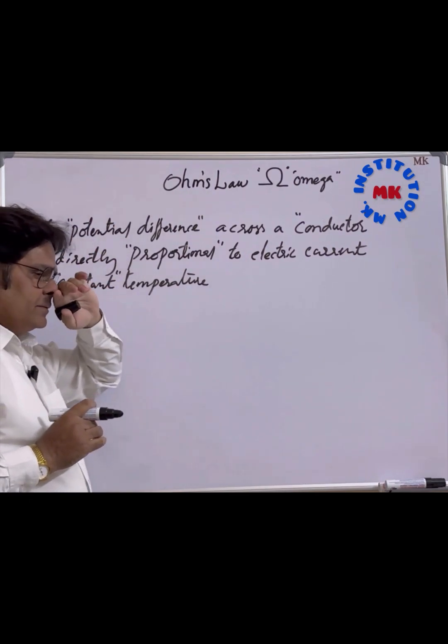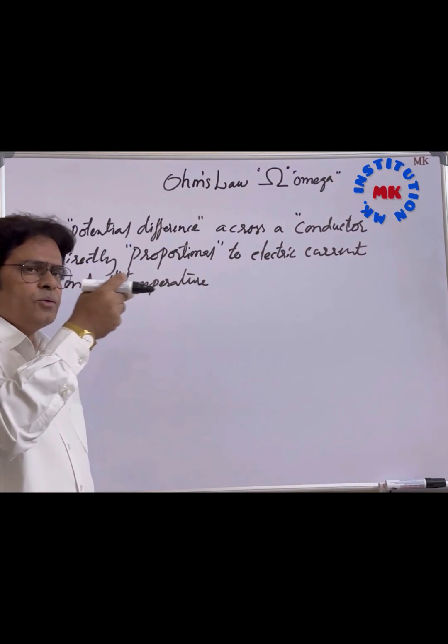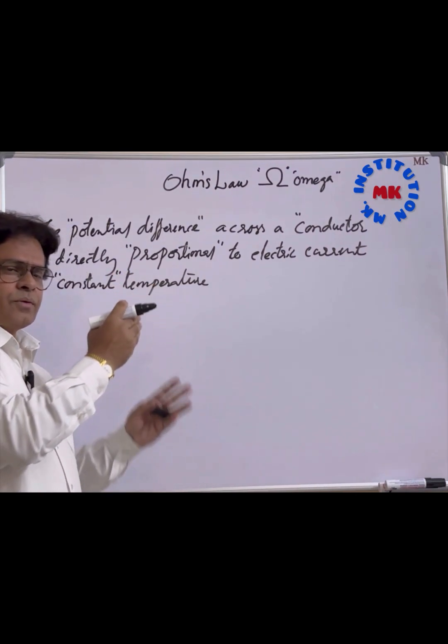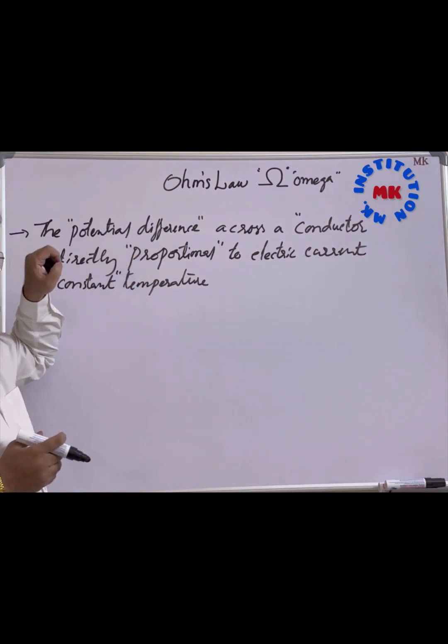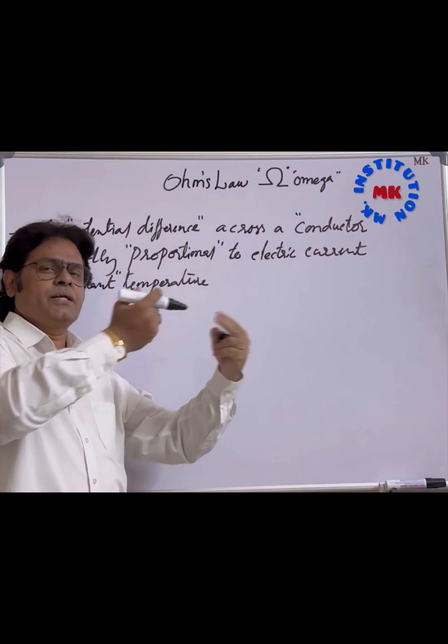The work done, nothing but work done per unit charge, the movement of voltage. The work is done here from one point to another point; that is called the potential difference. The movement of voltage from one point to another point, the work is done then.